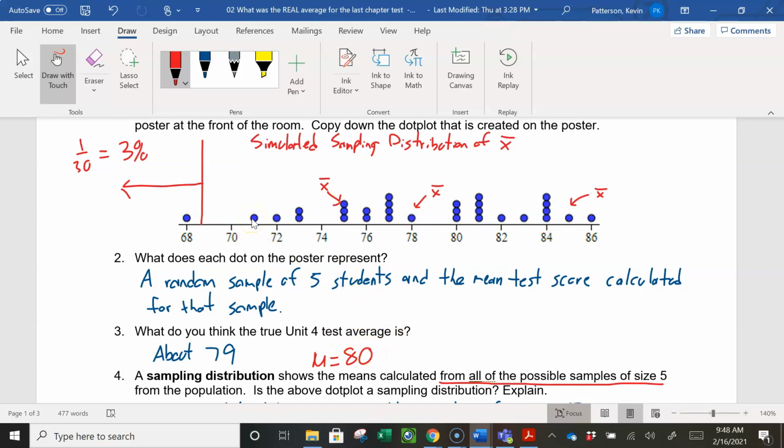Remember, that means that X bar is an unbiased estimator. We talked about that in our last activity. It's unbiased because the mean of the sampling distribution is equal to the population mean.